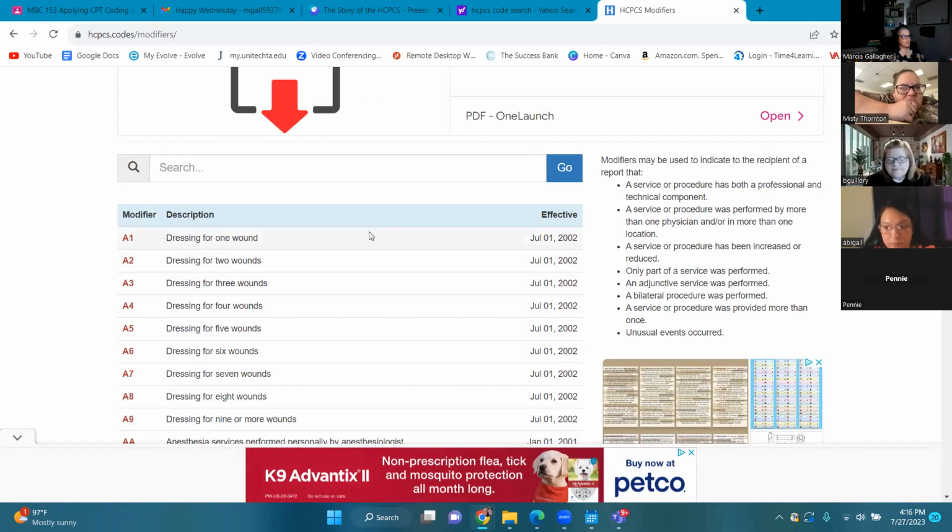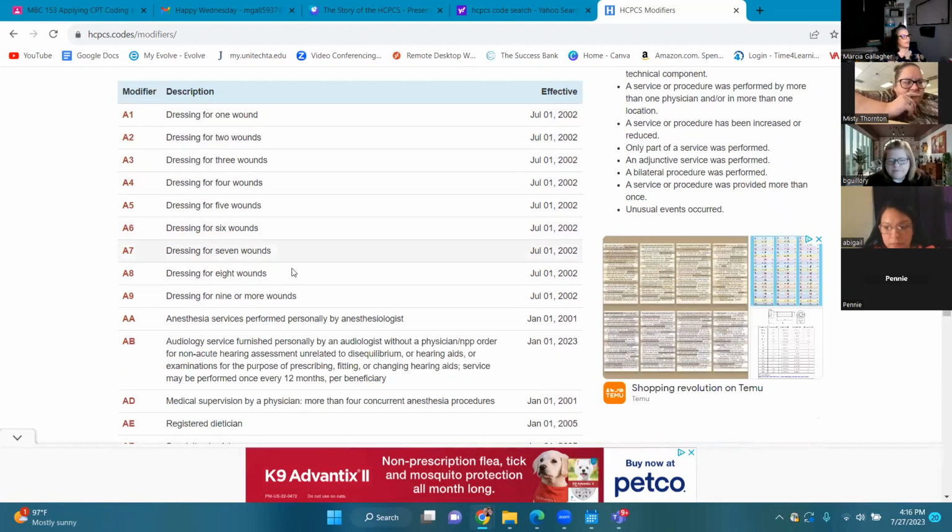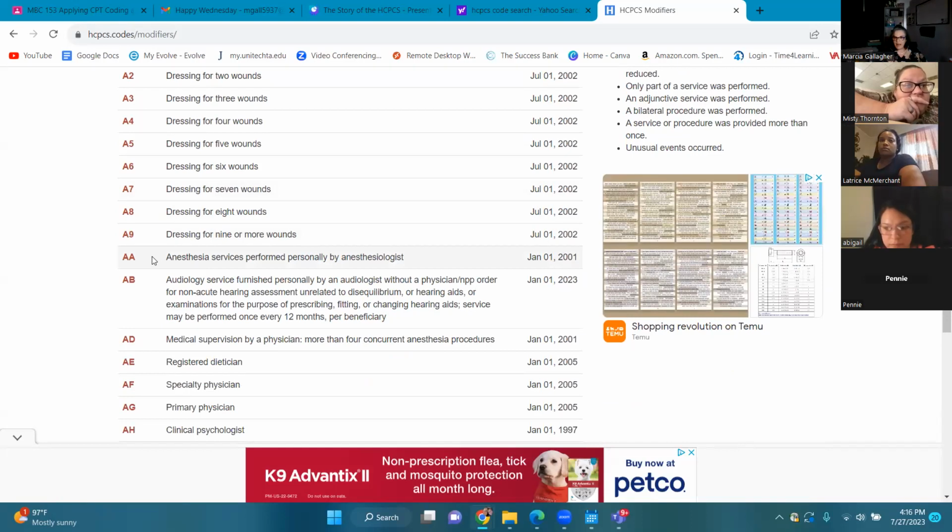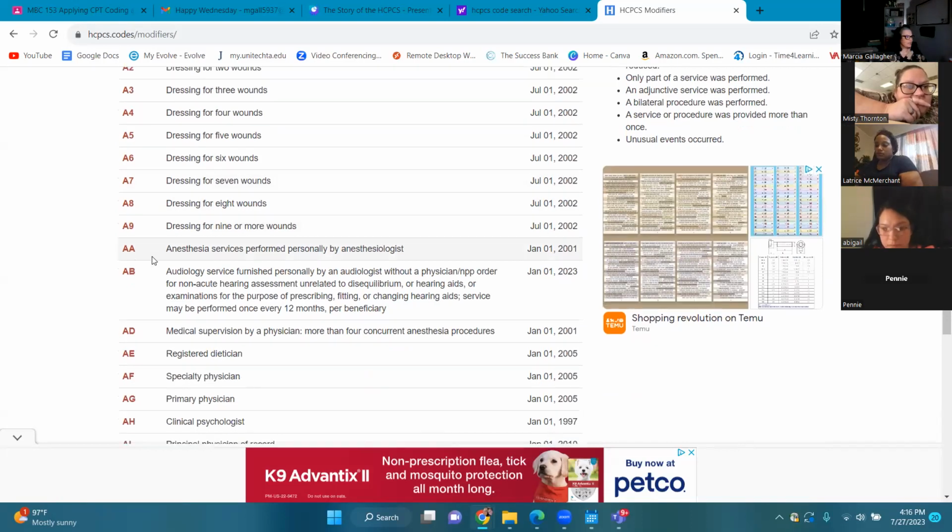So A1 is dressing for 1 wound. A2 is dressing for 2 wounds. So that's what modifiers are going to look like. A9, dressing for 9 wounds. Pretty easy, A1 through 9, right? AA is going to be anesthesia services.